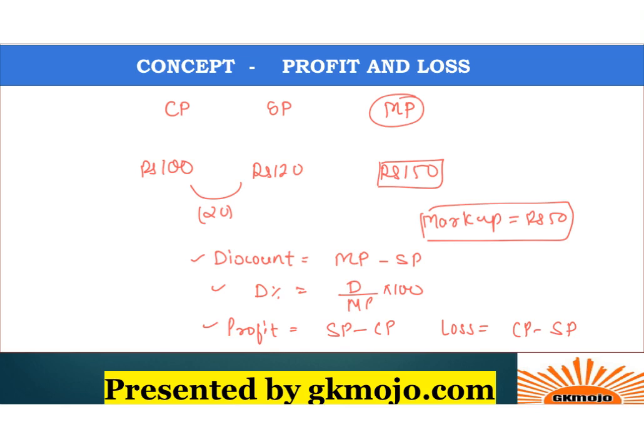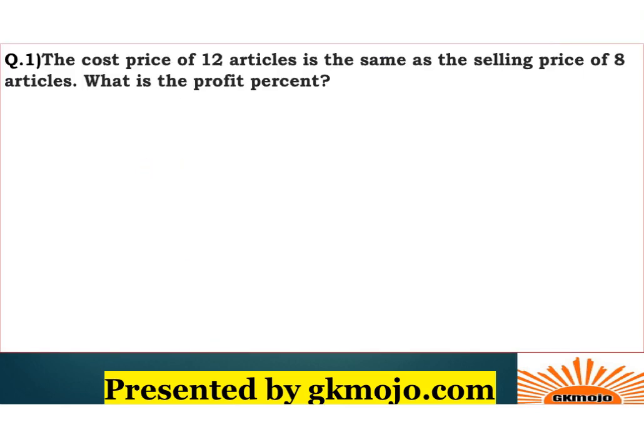Alright, so let's get started with the questions over here. So let us have a look at the first question. The cost price of 12 articles is same as the selling price of 8 articles. What is the profit percentage? Alright, so I know that a lot of you know the conventional technique to solve this by using 12 CP is equal to 8 SP and so on, and then forming an equation and all that stuff. Nothing to do that.